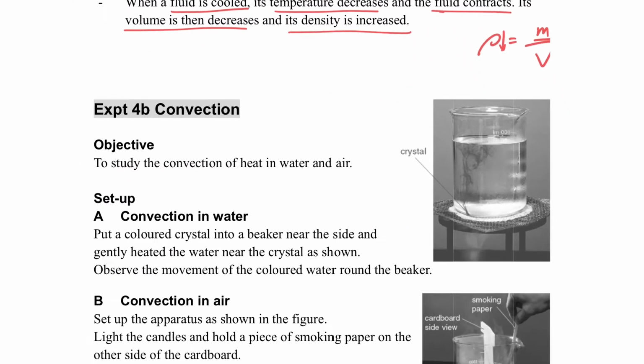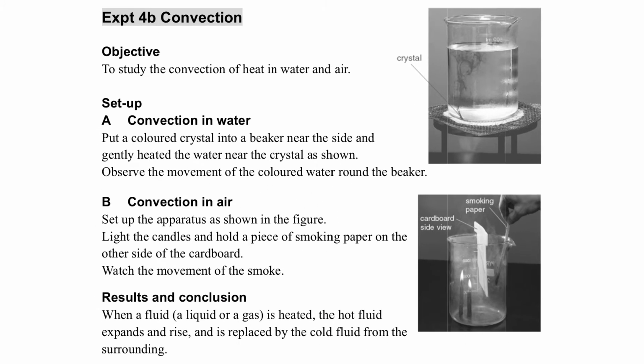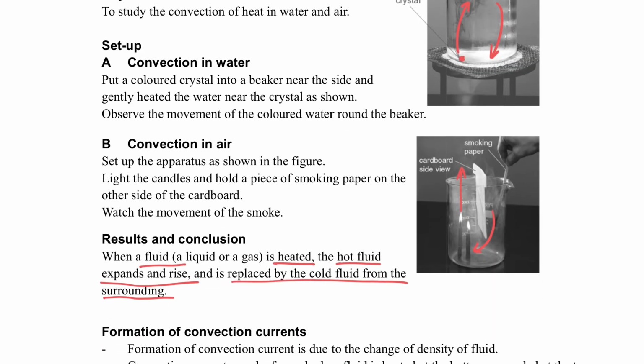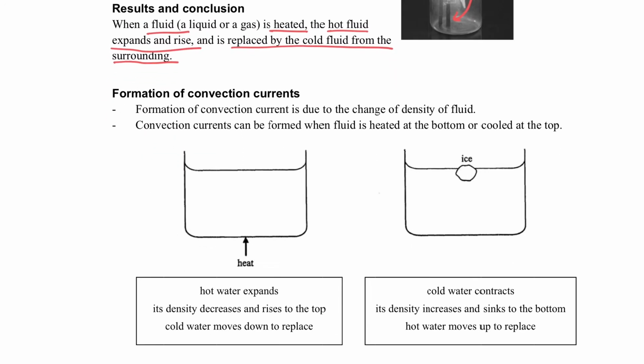Let's consider some examples. Here are two demonstrations. In one demonstration, we place some colored crystal inside a beaker and then heat it up. We can observe it will rise upward and then fall down on the other side. This forms the convection current. And for air, it's the same. We heat a candle on one side, the air will rise up, and on the other side, the air will come to replace the missing air. This is how the convection current forms. We know hot air rises and cold air sinks.